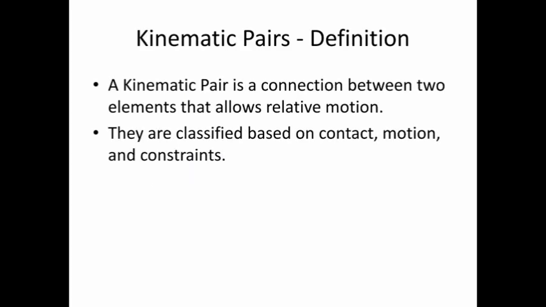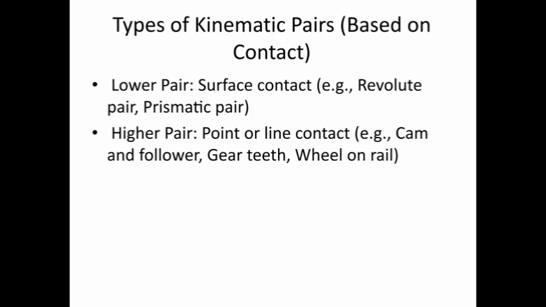Now we are going to the definition of kinematic pairs. A kinematic pair is a connection between two elements that allows relative motion. They are classified based on contact, motion, and constraints. Now we are going to the types of kinematic pairs. As per the previous information, there are three types of kinematic pairs. First is based on contact, second is based on constraints, and third is based on motion.